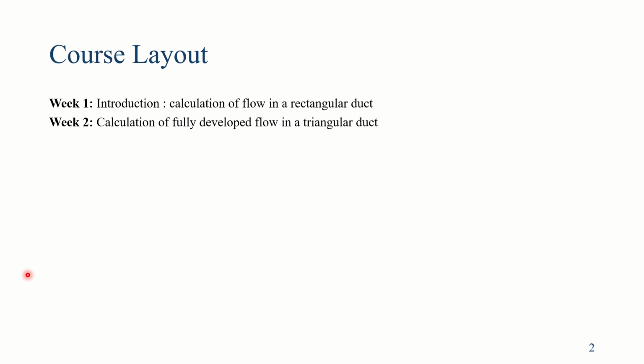In week 1 we saw the calculation of flow in a rectangular duct, and in week 2 in a triangular duct. We saw how to get the flow equations when using the rectangular and triangular duct, so that we were able to say this is how the calculation works. We did that using the finite difference approach in the first week and the finite volume method in the second week, and we solved the problems in these sessions.